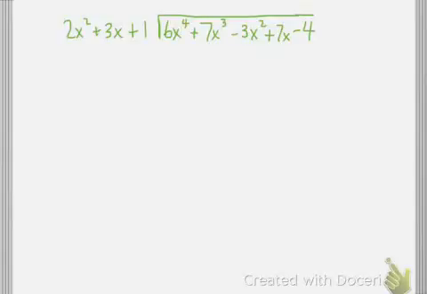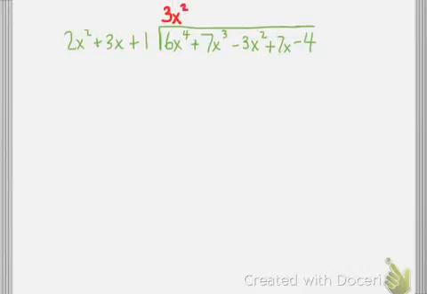So we have another problem here again. We're going to do long division. What multiplies times 2x squared to give me 6x to the fourth? It's 3x squared. And then I multiply 3x squared times everything in front. 3x squared times 2x squared is 6x to the fourth. 3x squared times 3x is 9x cubed. 3x squared times 1 is 3x squared.